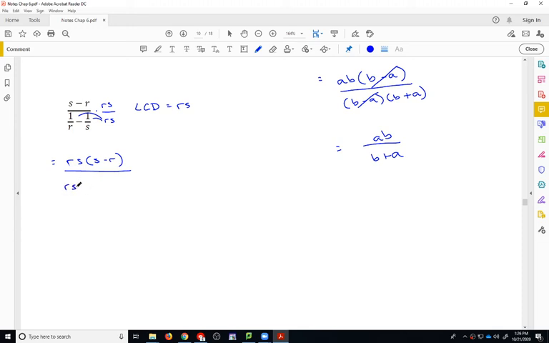But I'm going to multiply every single term in the denominator by RS because I want to get rid of those denominators. So in the top, I have RS times S minus R. In the bottom, r divided by r is 1, so I'm left with an s. And in here, s divided by s is 1, and I'm left with an r. And because I left this in factored form, I can simplify the s minus r and be left with rs.